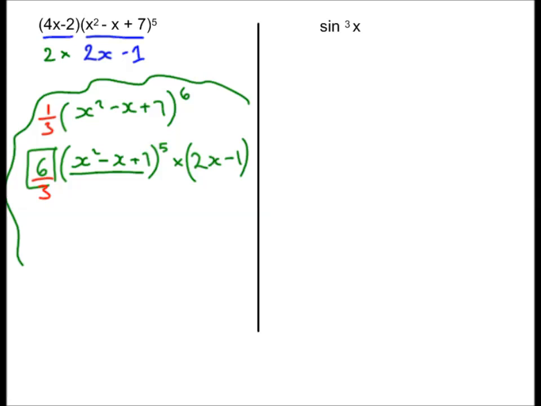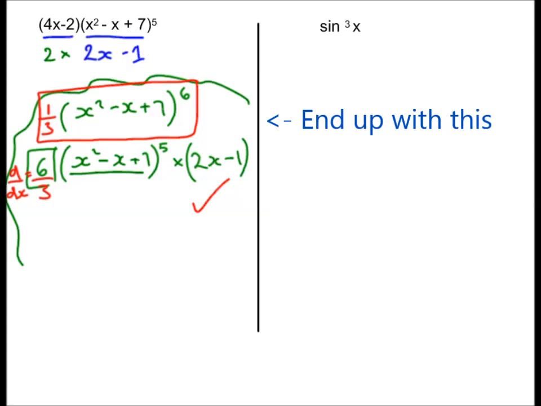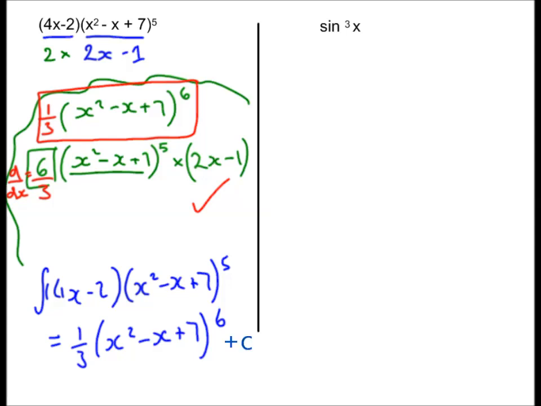So integration by recognition is really just having a bit of a try, seeing what happens when you differentiate. We should probably write d by dx equals. And because when I differentiate this function, I get what I want, I know that when I integrate this, I'm going to end up with this. So I can say my 4x minus 2 times x squared minus x plus 7 to the power 5 integrates to, and it's the third x squared minus x plus 7 to the power 6. So I'm just writing out what I did here.